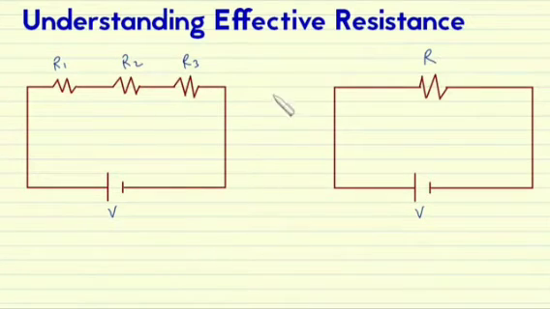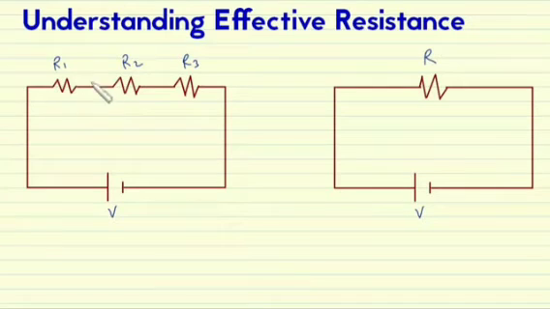So students, before we start our calculation of effective resistance, we first need to understand what effective resistance is. We have already seen this example, where three resistors R1, R2, R3 are connected to a battery. Here we have another circuit, in which we have only one resistor, also connected to a battery.